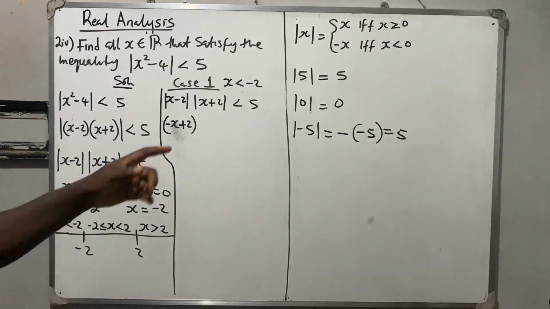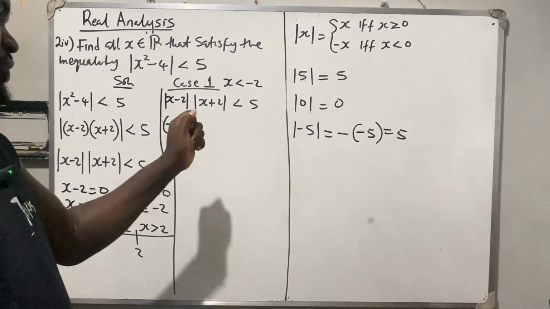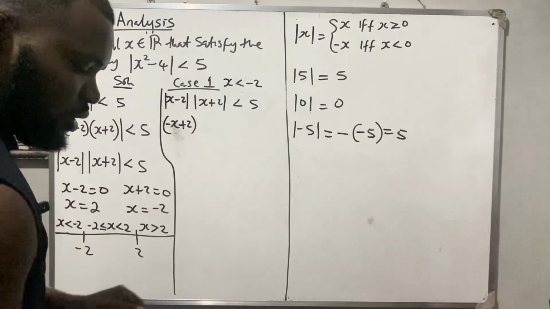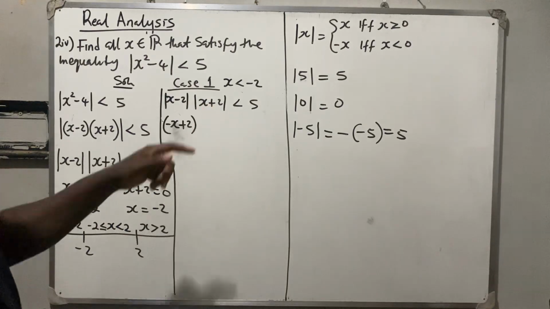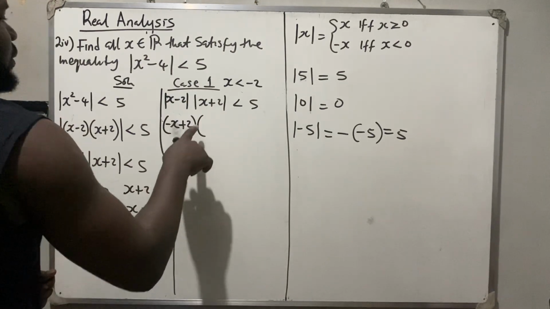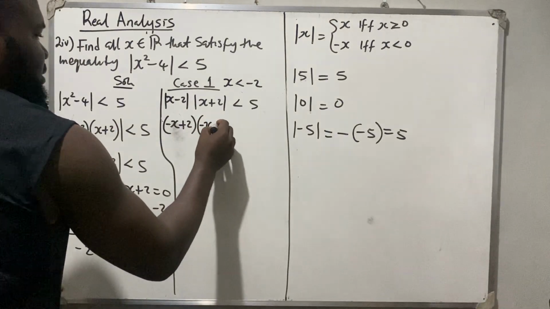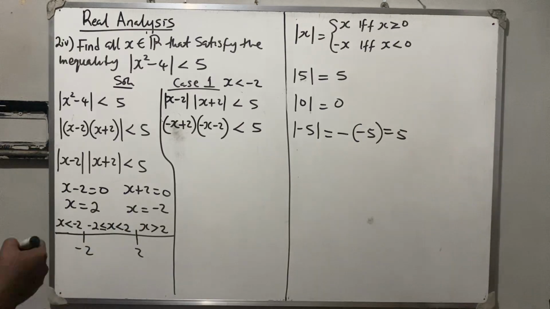Okay? Now, we are still saying that x is less than what? Minus 2, which we chose minus 3. Minus 3 plus 2 gave us what? Minus 1. And minus 1 is a negative number. So the absolute value of a negative number is negative of itself, which is what? Negative x minus 2. Okay? Then it is less than what? 5. So now let us open the bracket.